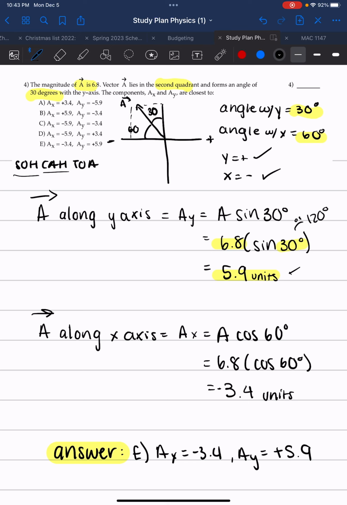And then our answer will be E. The component of x for vector A is negative 3.4, and the component of y for vector A is positive 5.9.